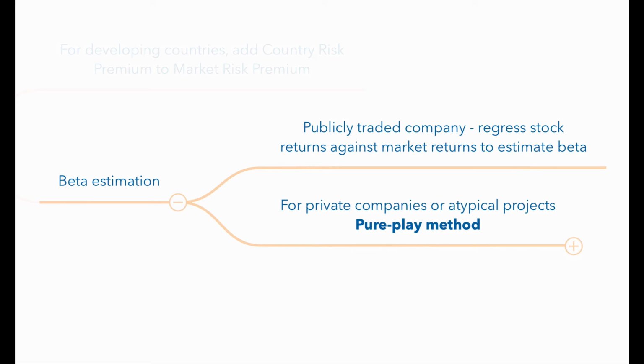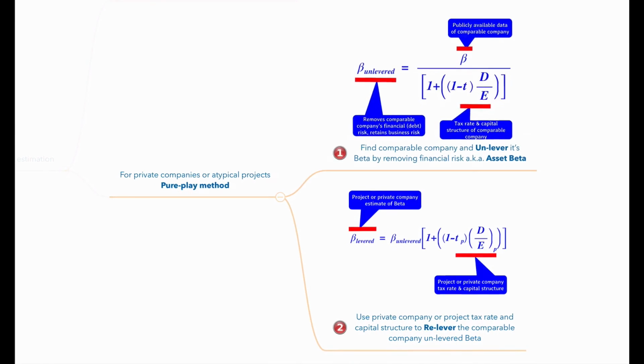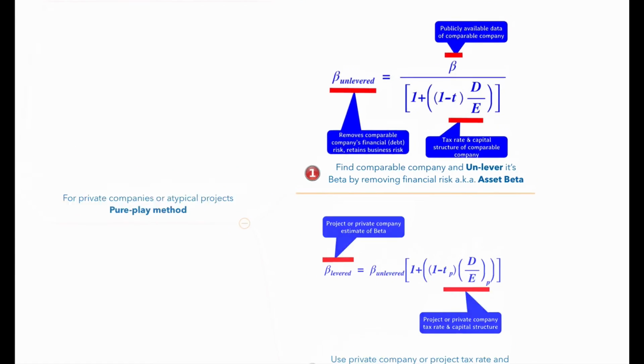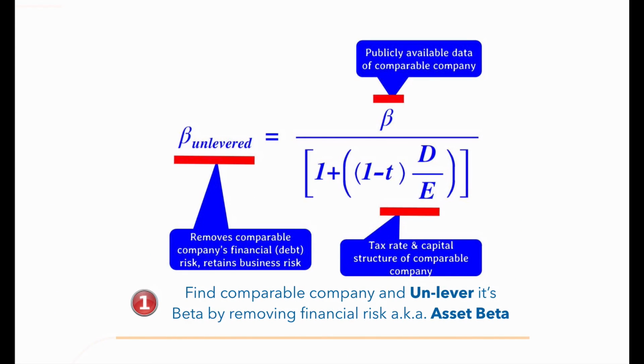Of these, financial risk is the uncertainty attributed to the use of financing. So estimating the beta for private companies or atypical projects requires using a comparable publicly traded company's beta and adjusting it for financial leverage differences between that comparable company and the company or project being analyzed. So as a first step, we find the comparable company and unlever its beta by removing financial risk. What we end up with is also known as asset beta.